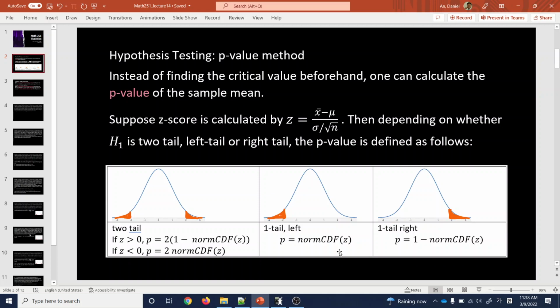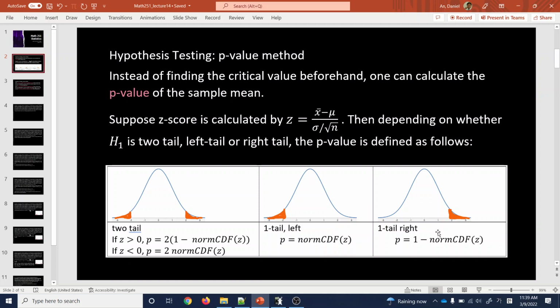Okay. And if it's a right tail one, then the p-value is 1 minus norm CDF of z, because for something positive here, the norm CDF of z would give you this white area, right? But you really want this orange area, so you have to do 1 minus this white area, which gives you this orange area. And again, if your z-score is, say, 2.5, then that orange area would be answering what's the probability that your z-score could be 2.5 or more. That's what the p-value is saying.